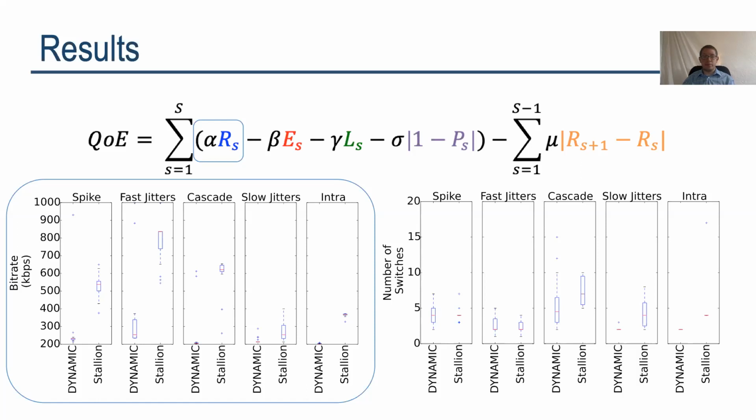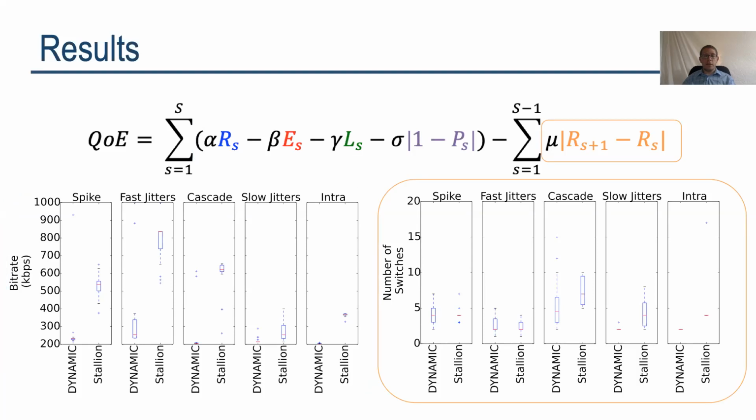We analyzed the stability of the playback based on the number of playback rate switches, highlighted in the graph in orange. The performance of both ABR algorithms tested is approximately the same for spike and fast jitters. There are approximately 2 additional switches in Stallion compared to Dynamic for cascade, slow jitters, and intra. Each ABR algorithm has a median number of switches less than 10 for each networking profile.